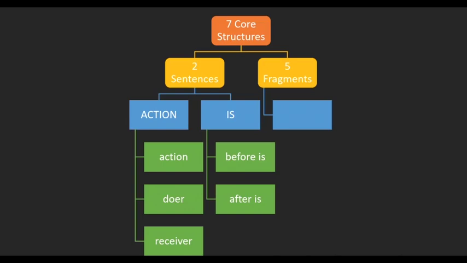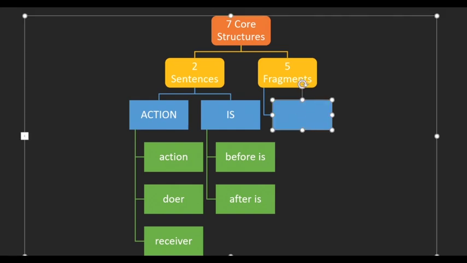Okay, so we're making our way through our 7 core structures. We've done our 2 sentences, and now we're ready to get into our fragments. So our first fragment, first of the 5, is what we're going to call possessive fragments.